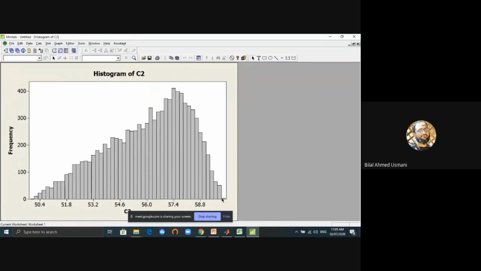Is it visible? So the peak would occur at around 57.9 and 58.1. So this is nearly where the peak should be occurring. Is it visible to all of you? Yes, sir.